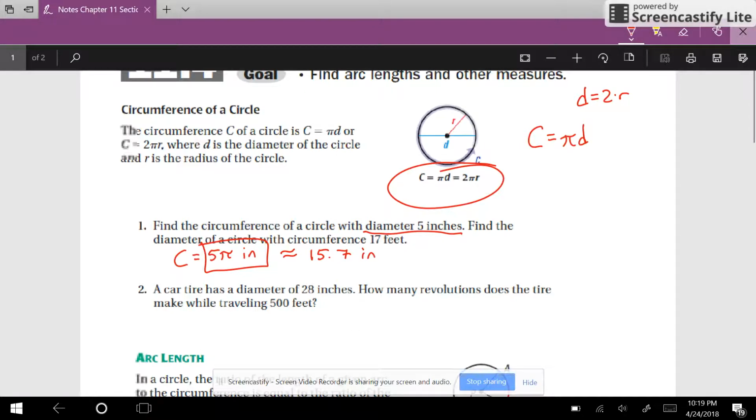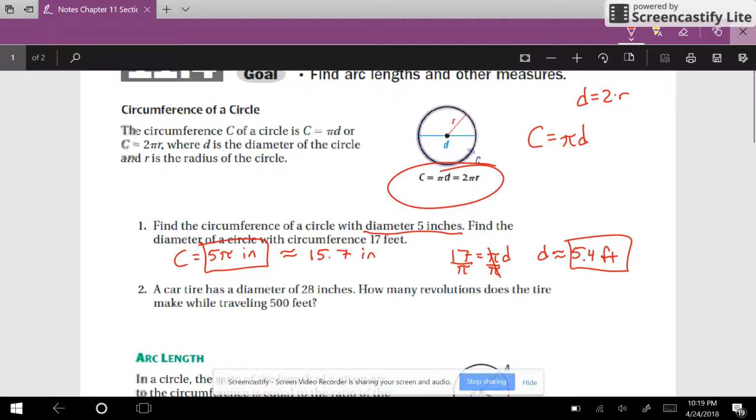I would accept either one of those answers. Now the second question says find the diameter of a circle with a circumference of 17 feet. So this time I know the circumference is 17. That's equal to pi times diameter. I'm trying to solve for diameter, so all I have to do is divide by pi, and I'll get diameter by itself. So I'll have to do 17 divided by pi. Once again, use the pi button on your calculator. We get about 5.4, and that was feet.